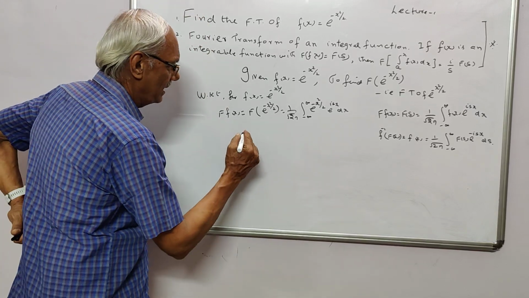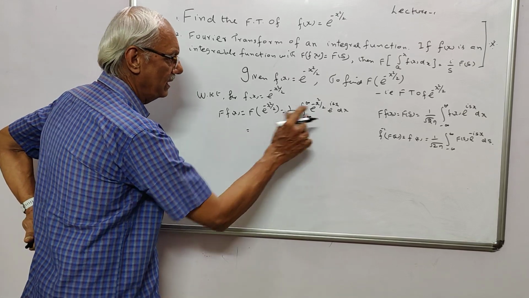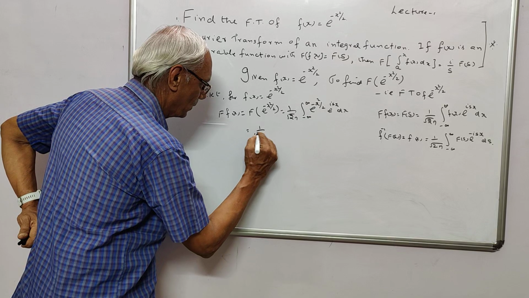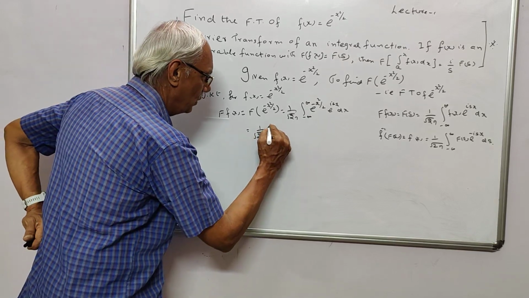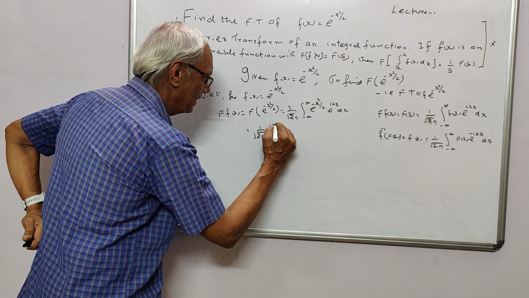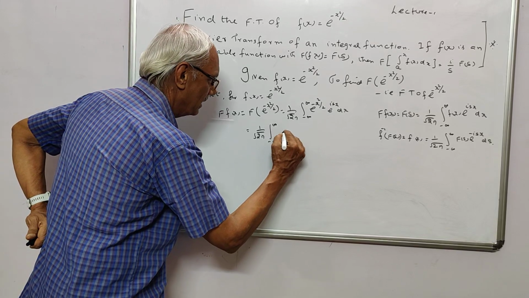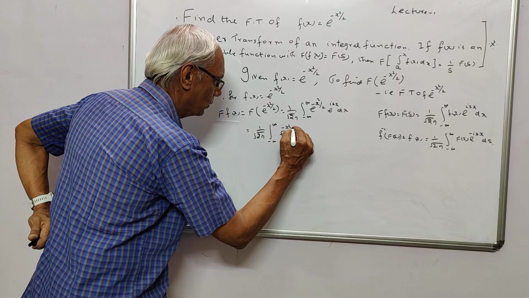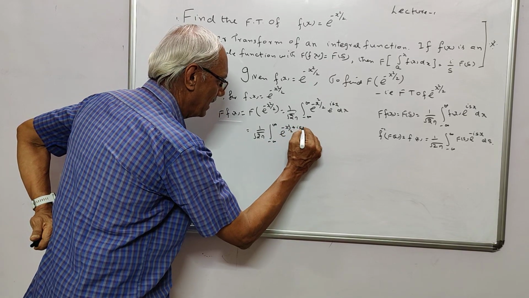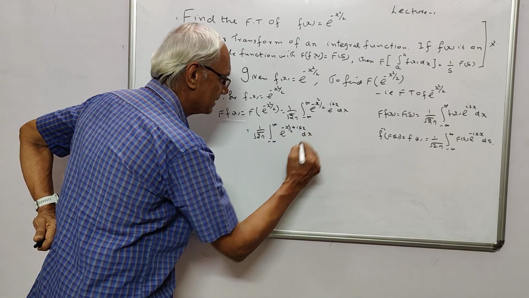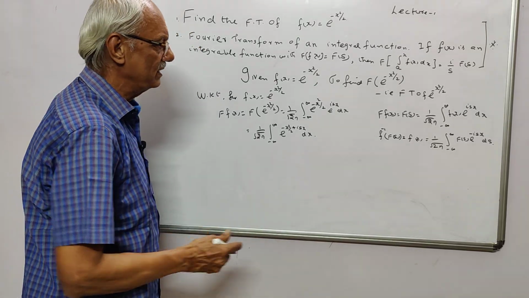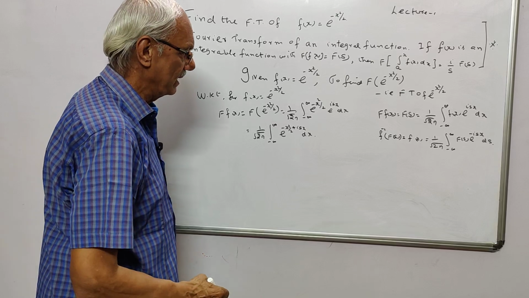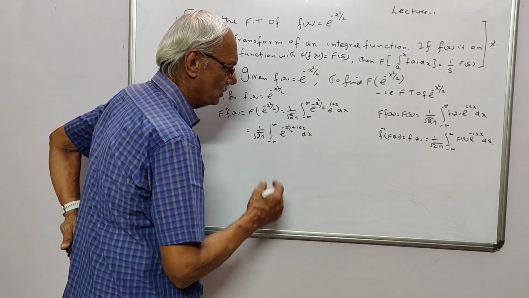So you see that I will write this as 1 by square root of 2 pi, integral of e to the power of minus x squared by 2 plus isx into dx. So I have used the theory of indices: a to the power of m into a to the power of n is a to the power of m plus n. So this is what I do.